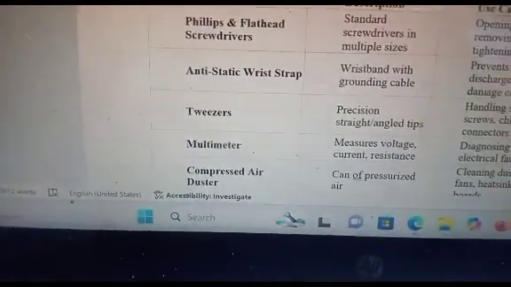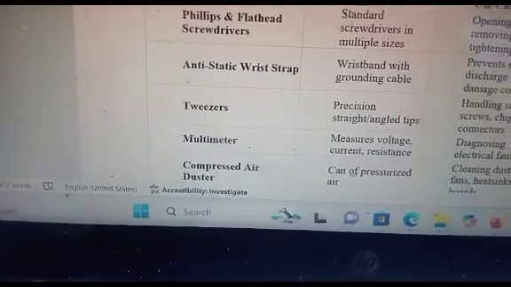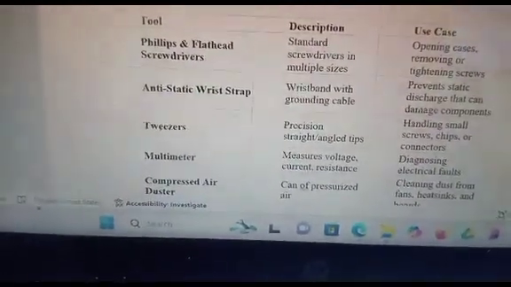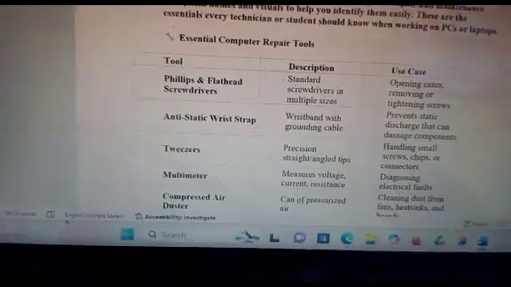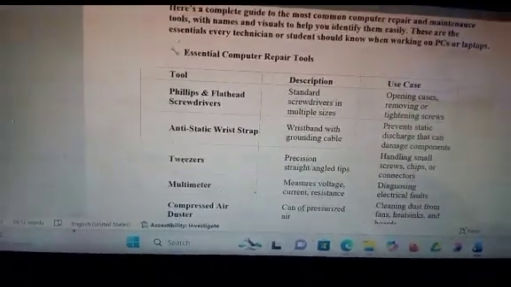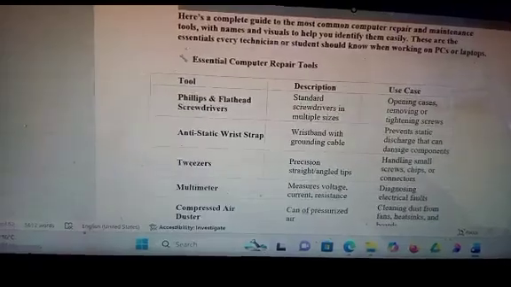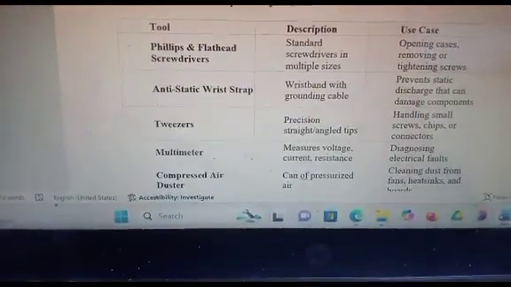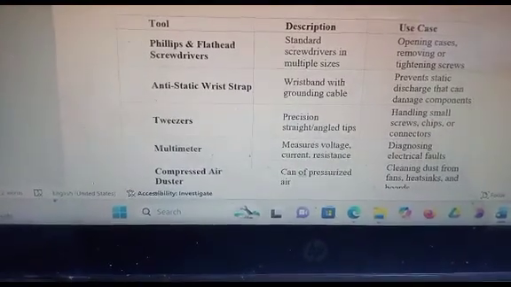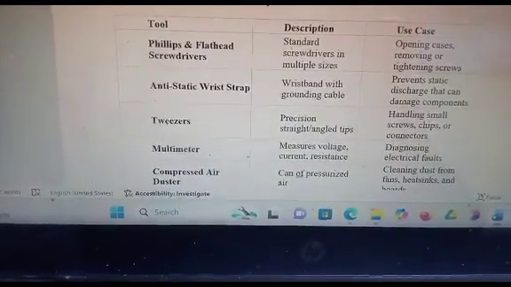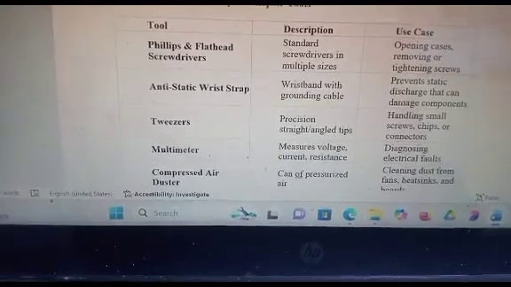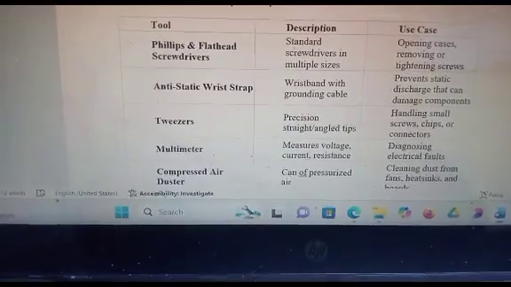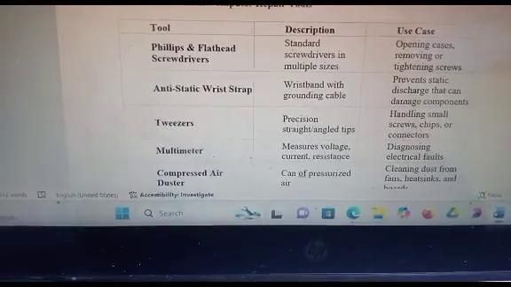We have Phillips and flat screwdrivers, descriptively, we can say they are standard screwdrivers in multiple sizes. So we have those for bigger computers and those for smaller computers. Then we have the anti-static wrist strap. That is a wrist strap with grounding capabilities. Actually, they discharge the static. They remove excessive charges which may damage some of the computer.